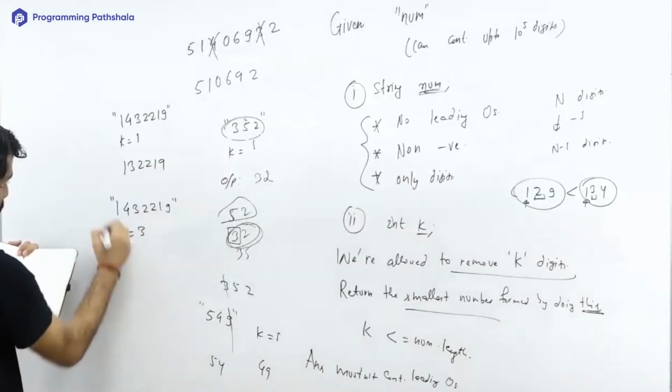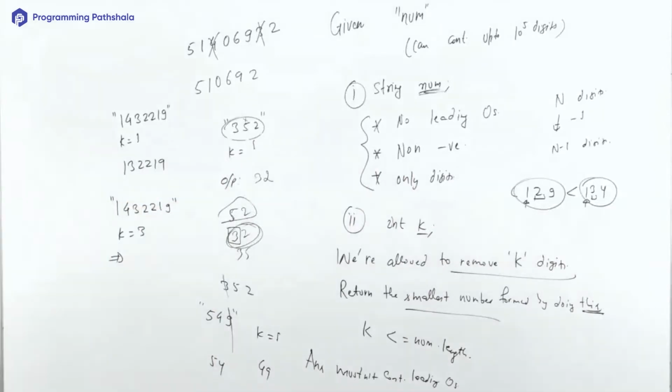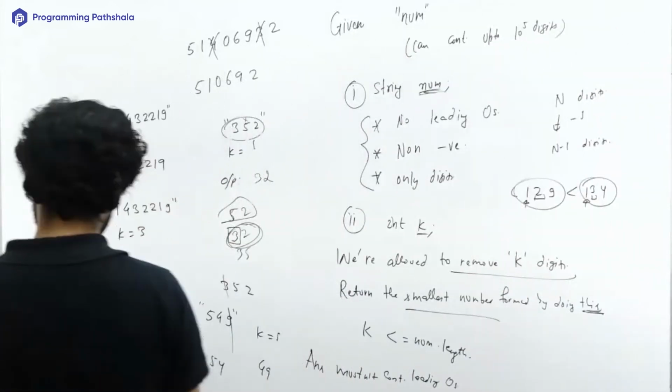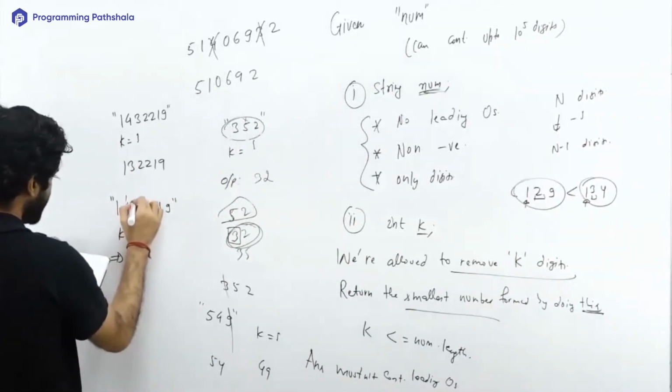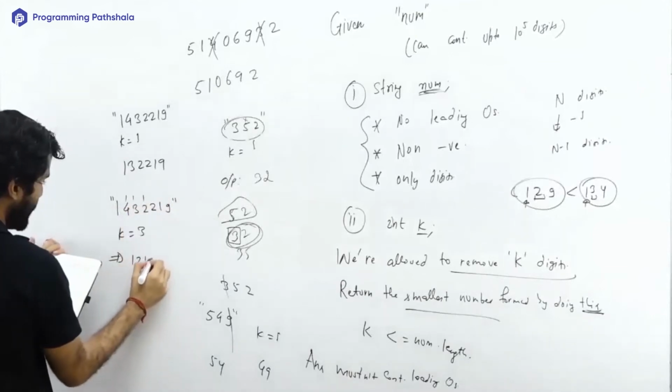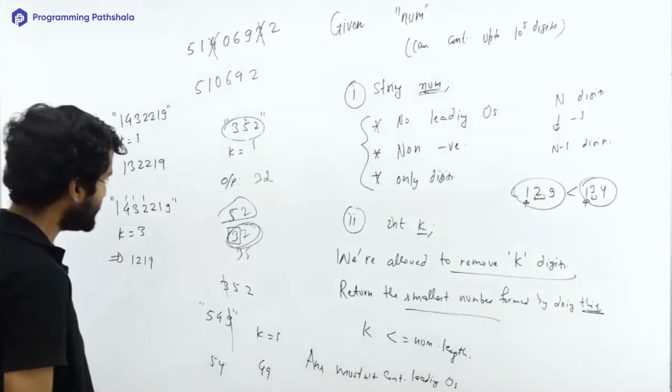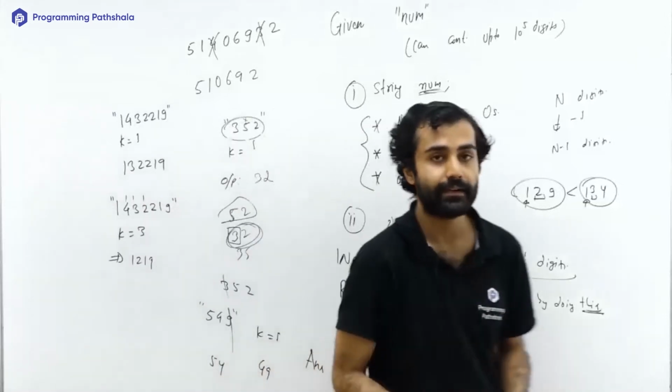Yeah, can you give me the output for this case? 4, 3 and 2 will be removed. That way you get 1, 2, 1, 9, right? That is right. That is correct. Cool. So let us take a look. Here, if you guys remove 4, 3 and 2, you will get 1, 2, 1, 9. And this is probably the smallest thing over here. Okay, this is the smallest result that you can get.